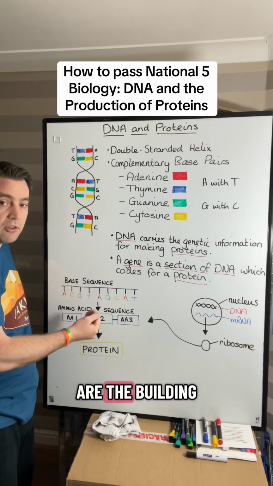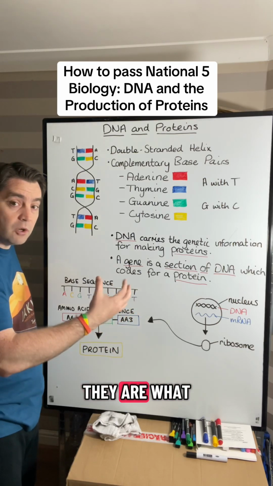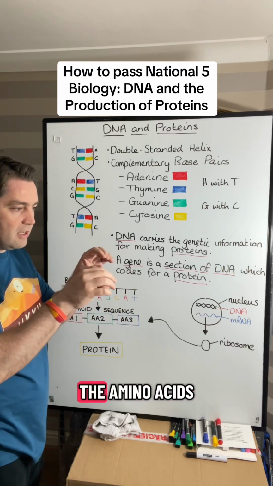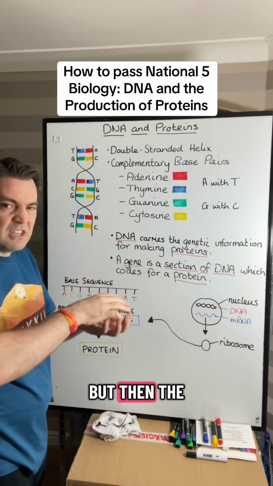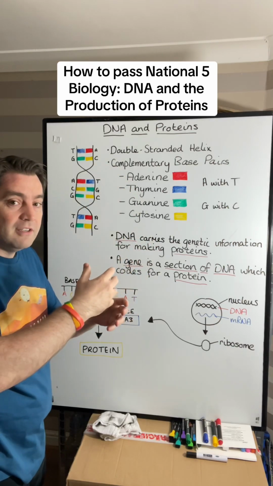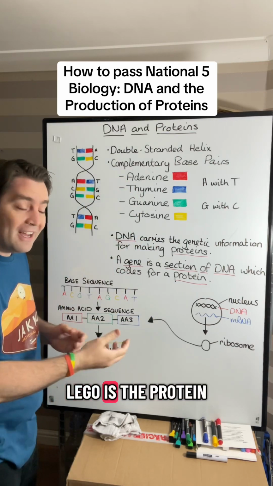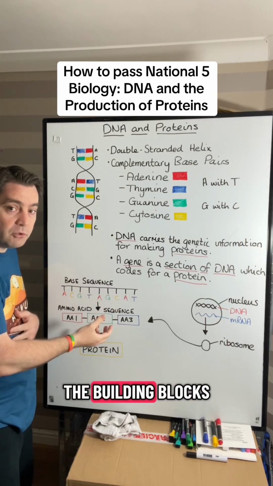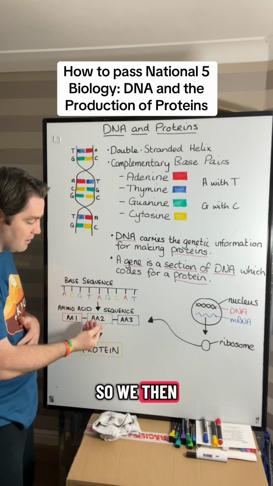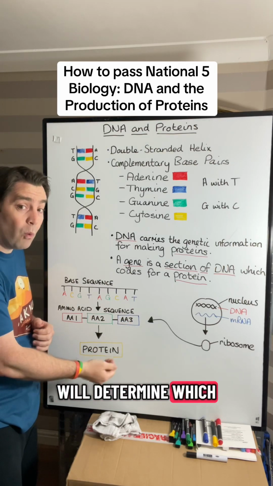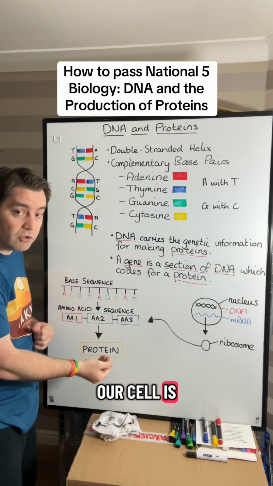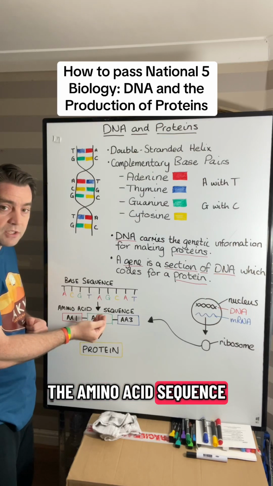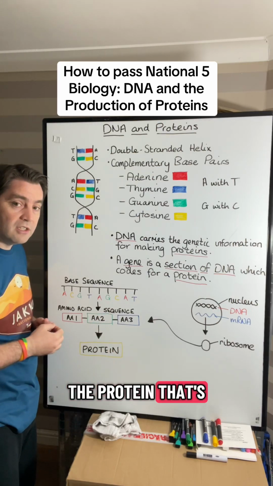Now, amino acids are the building blocks of protein. They are what proteins are made of. If you imagine little Lego blocks, the amino acids are the individual blocks, but the model, the building, the airplane, whatever you make with the Lego, is the protein. So amino acids are the units or the building blocks of protein. That amino acid sequence will determine which type of protein our cell is going to produce. So the base sequence determines the amino acid sequence, which then determines the protein that's going to be produced in the end.